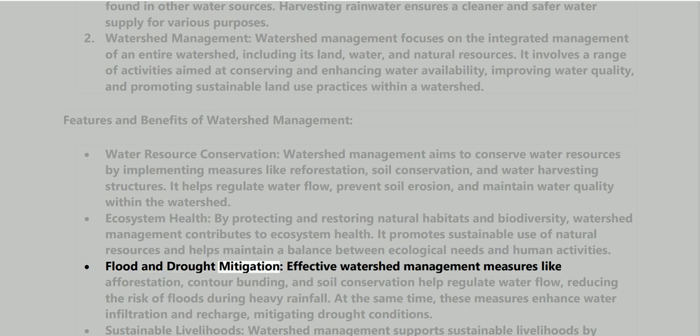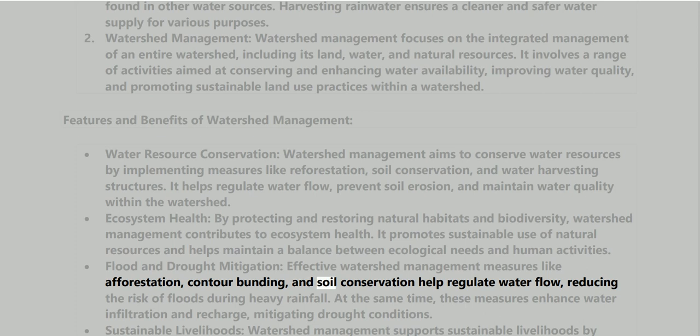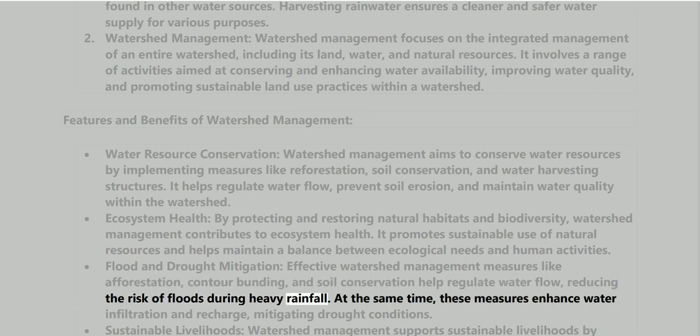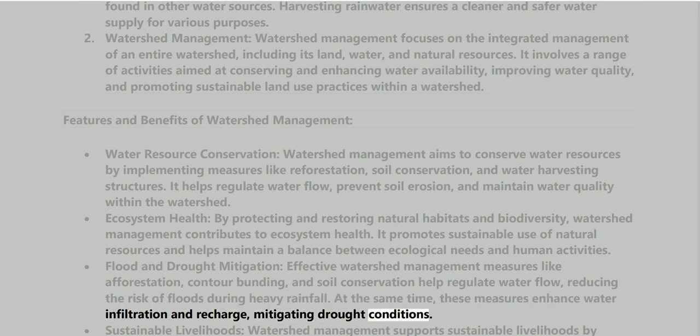Flood and drought mitigation. Effective watershed management measures like afforestation, contour bunding, and soil conservation help regulate water flow, reducing the risk of floods during heavy rainfall. At the same time, these measures enhance water infiltration and recharge, mitigating drought conditions.